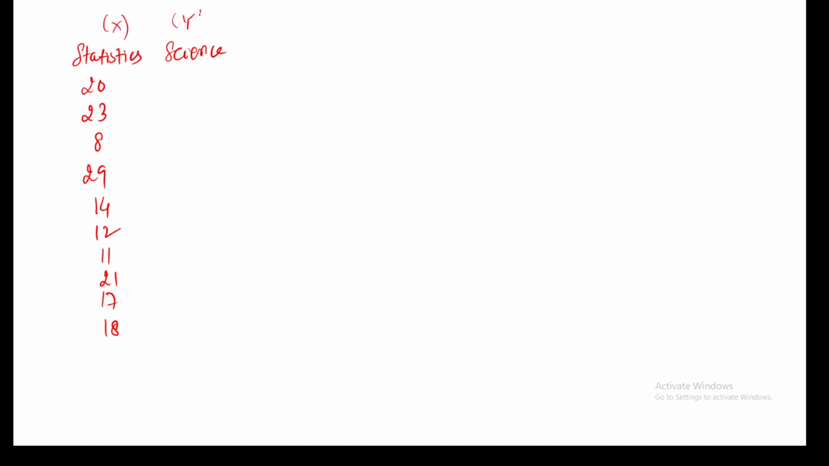We have the data set, statistics and science. The first one is 20, 23, 8, 29, 14, 12, 11, 21, 17, 18, and let's say this is the x and this is the y.